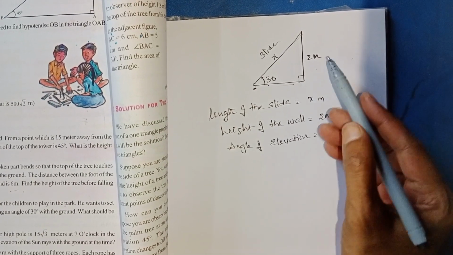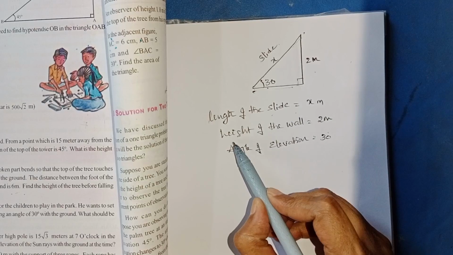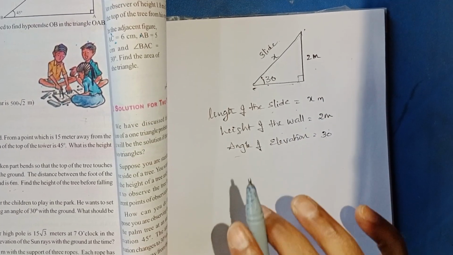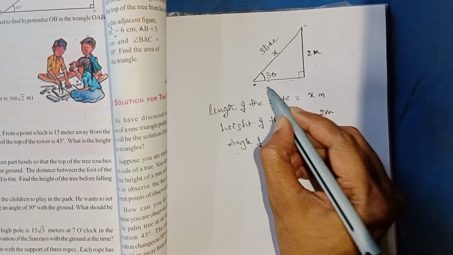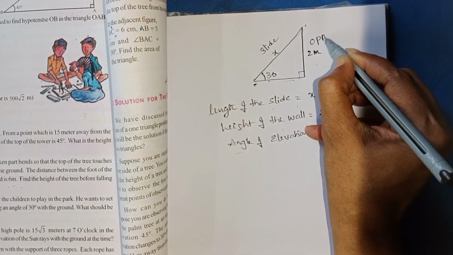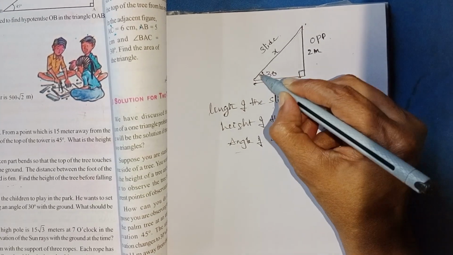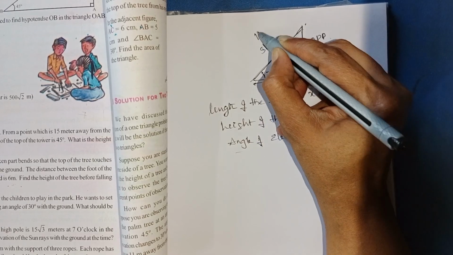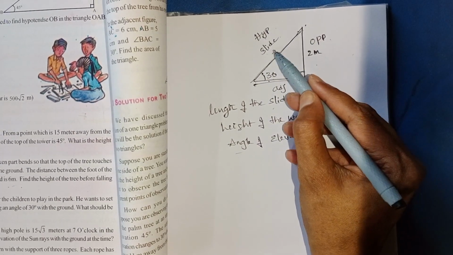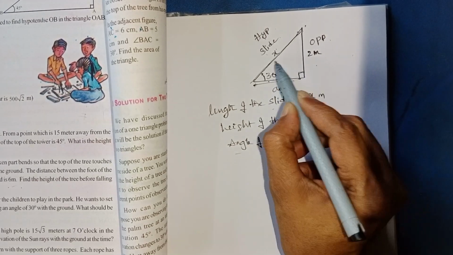So see here, from the given information, the length of the slide is x meters, the height of the wall is 2 meters, and the angle of elevation is 30 degrees. Now we need to find it. For the 30 degrees, this is called the opposite side, this is called the adjacent side, and the side opposite the right angle is called the hypotenuse. We need to find the length of the hypotenuse, which gives the length of the slide, right?